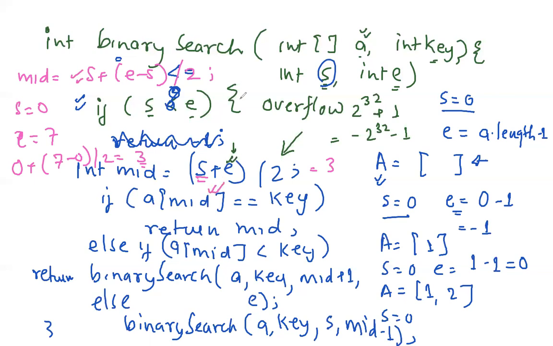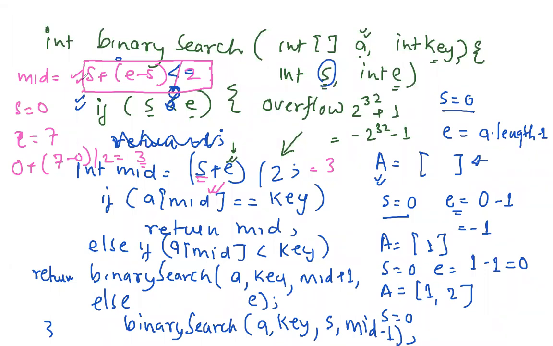But this expression doesn't lead to overflow because we are not adding anything to the end. In the other one we are adding start to end, which may be non-zero, and e can be like 2 raised to power 32, and then it can overflow. But since we are not adding anything to the end, the overflow doesn't occur. So change the integer mid expression to that expression and you are safe.